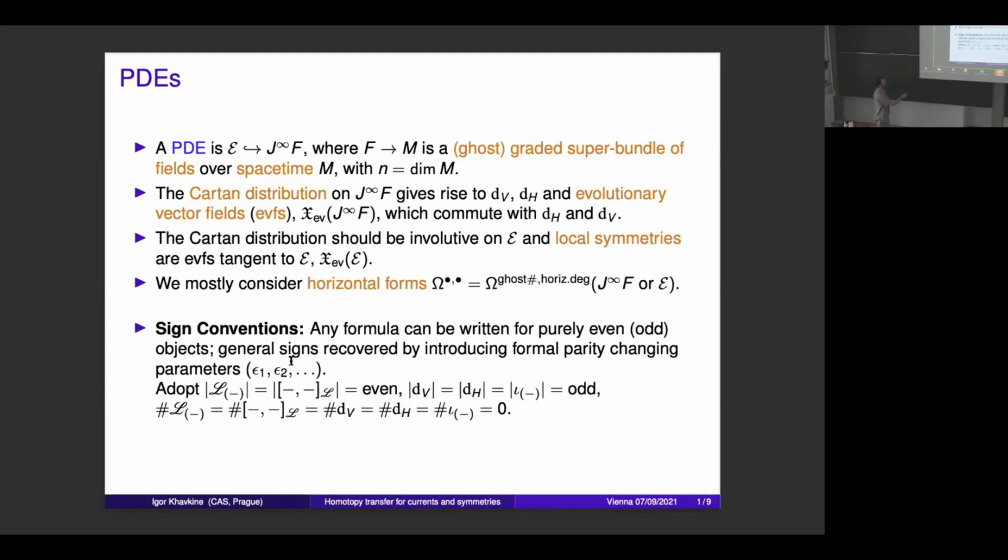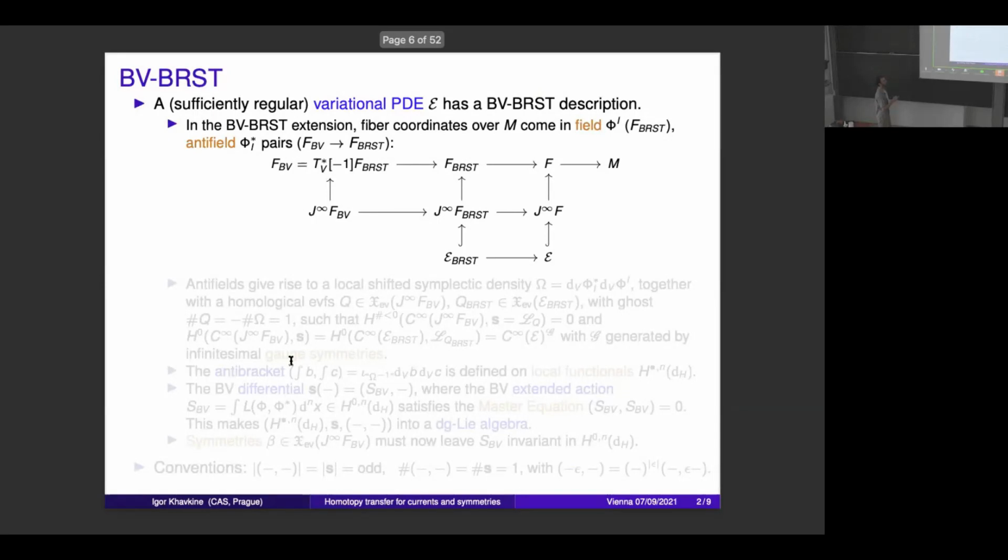Again, in case you're wondering, I will fix the convention that the Lie derivative symbol itself and the Lie bracket itself are even, while the vertical and horizontal derivatives and the contraction of vector fields with forms are odd, and the ghost number of all of these things is zero. Okay, very good. All right, so we need more information, as I said, when we're dealing with classical gauge theories.